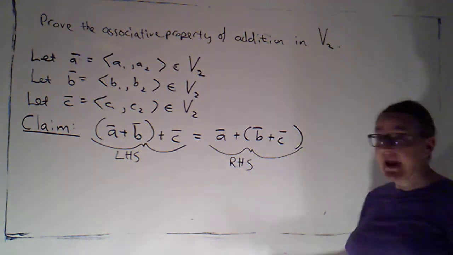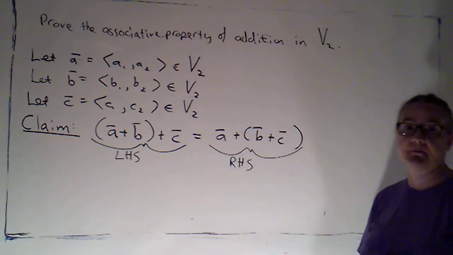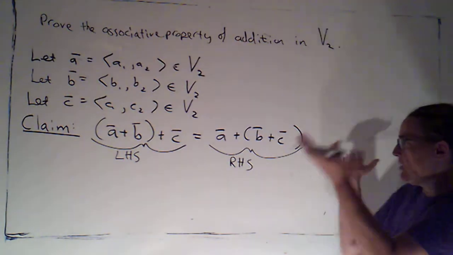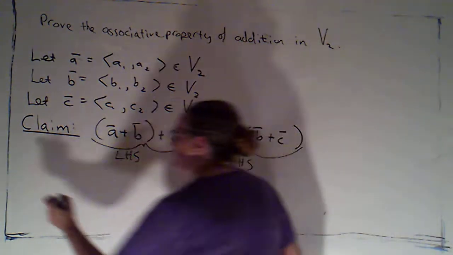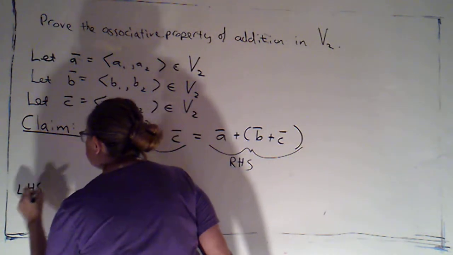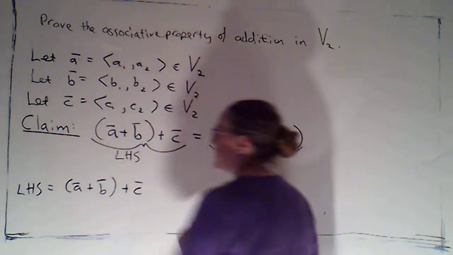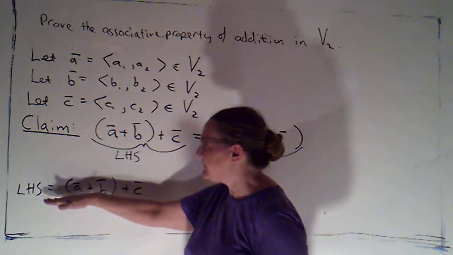So I'm going to pick a side and start with that side and work to simplify it. Okay. So I think I'm going to start with the left-hand side. They look equally simple or complicated to me. So I'm going to say I'm working with just the left-hand side, and that's A plus B plus C. Okay. Now, since that was just copying it, that's pretty clear.